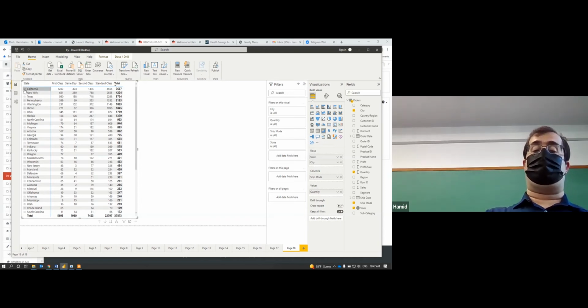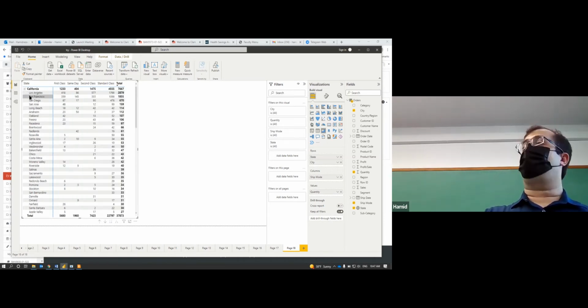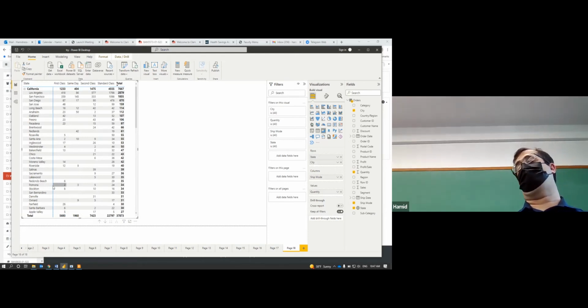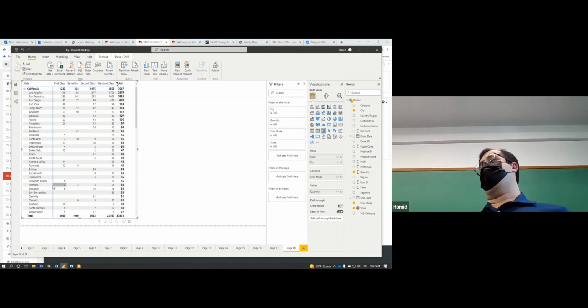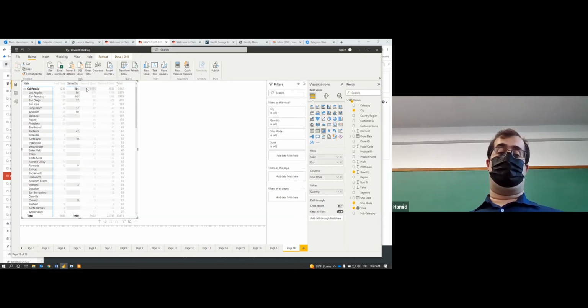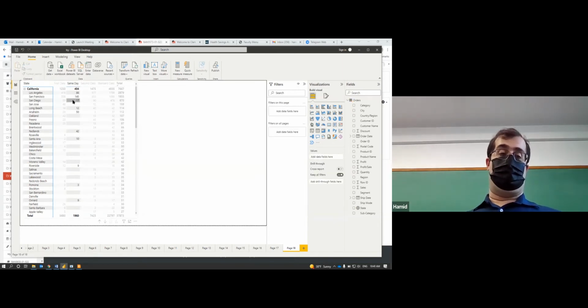Next to California, I can expand the row to see the details. You might see that my rows have 2 sections, state and city. It's summarized based on state, but if I expand California, you can see all the cities within California. And again, just keep in mind, I already put city under state. Maybe I can sort them based on same day delivery. In this version I cannot sort it, but still I can see which city has the highest same day delivery quantity, which is San Francisco.